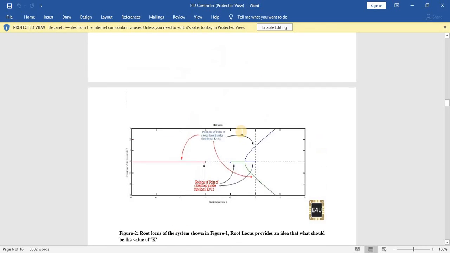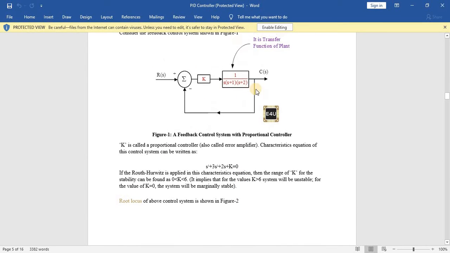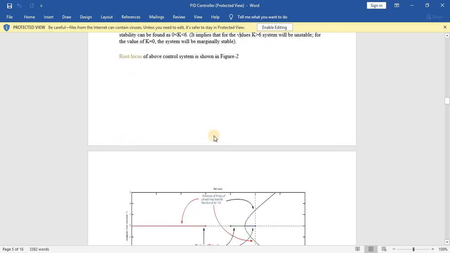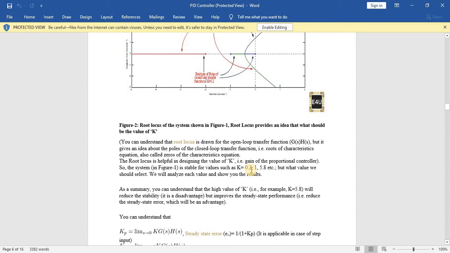This system in figure 1 is stable for different values of k, starting with 0.2, which is greater than 1, which is greater than 0, then 1, then 5.8. Okay, these are the values for which the system will be stable. But a question arises: what value should we select? Now we are going to analyze the system for these different values of k. We have to check the stability and steady state error.